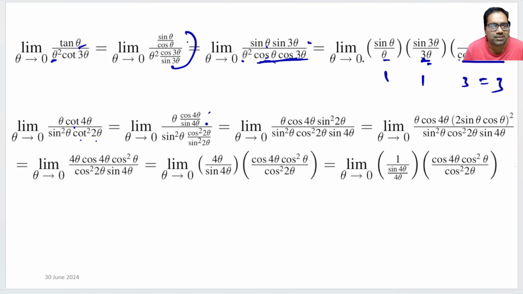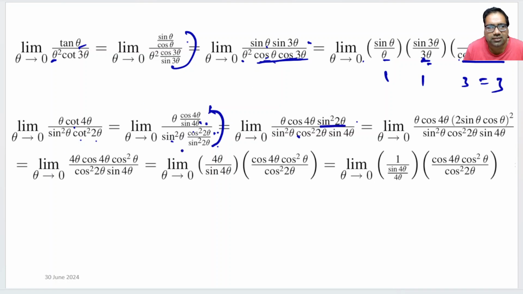Cot is cos by sin, which is cos 4 theta by sin 4 theta. Again, cot square is what? Cos square 2 theta by sin square 2 theta. Let's take this to the numerator. We'll get theta cos 4 theta into sin square 2 theta by sin square theta into sin 4 theta into cos square 2 theta. Right? This simplifies to this.